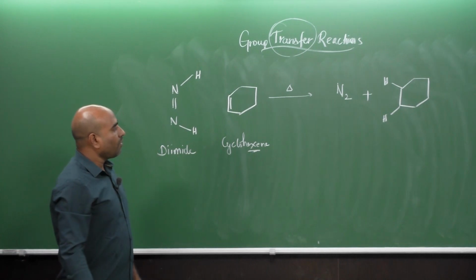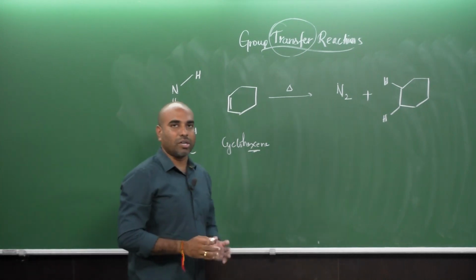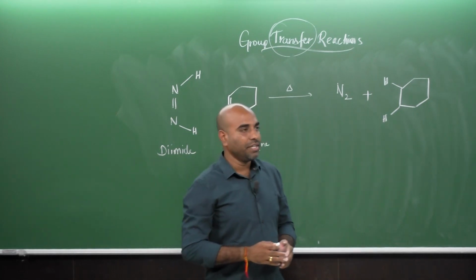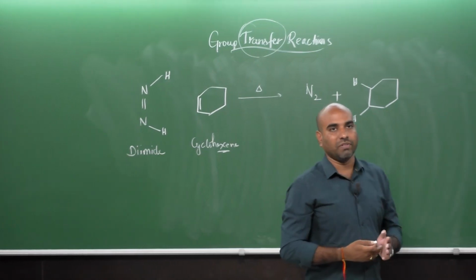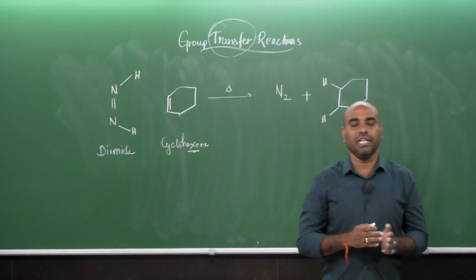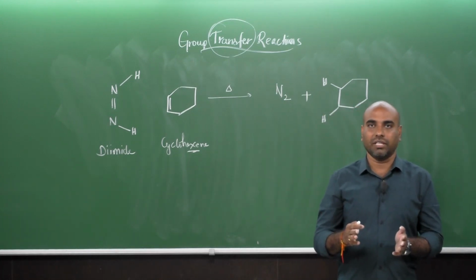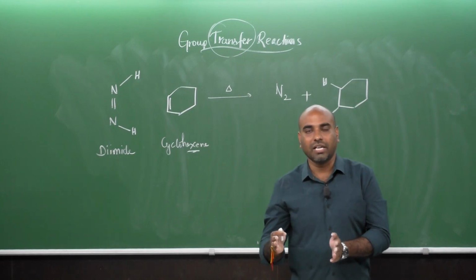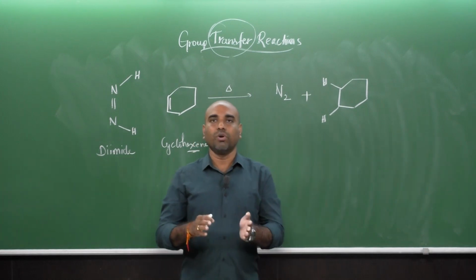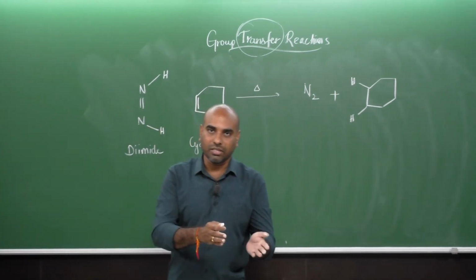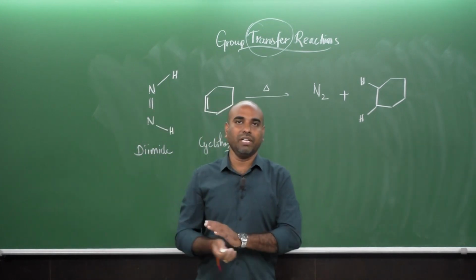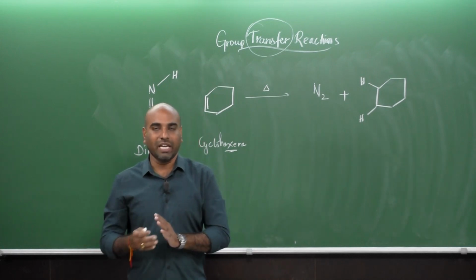Now, the most important part of this topic, the group transfer reaction, is the stereospecificity of the group transfer reactions. Most of the pericyclic reactions which we have seen are highly stereospecific in nature, and they happen in the concerted manner, and they proceed through a cyclic transition state, and most of them are unimolecular and some of them are bimolecular or trimolecular. Okay. So, all these things we have been discussing thoroughly from time to time whenever it is required.